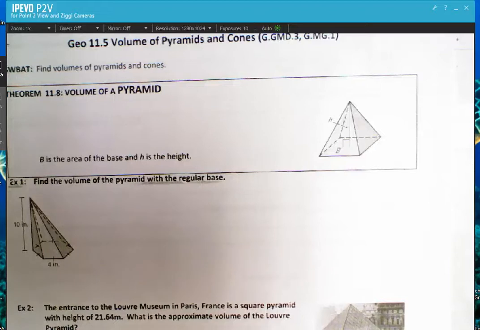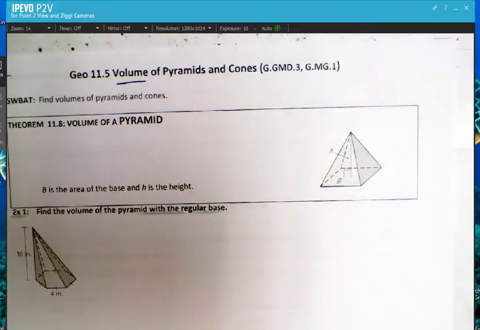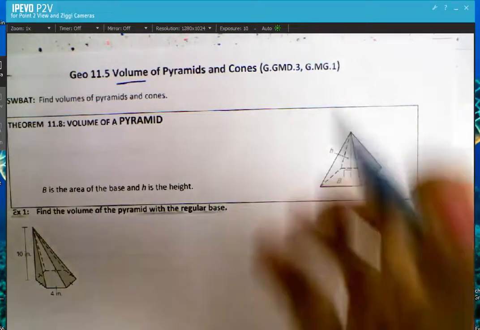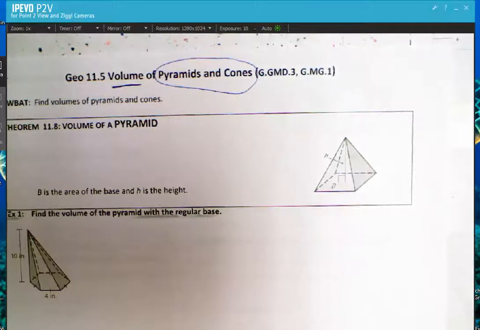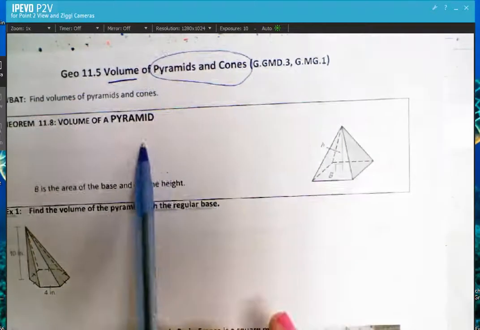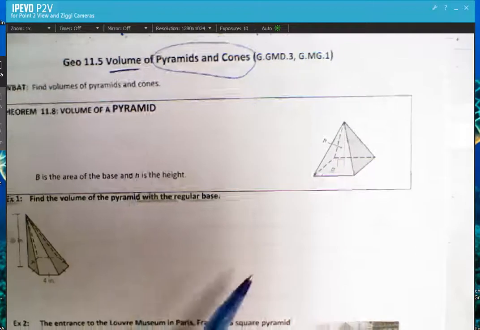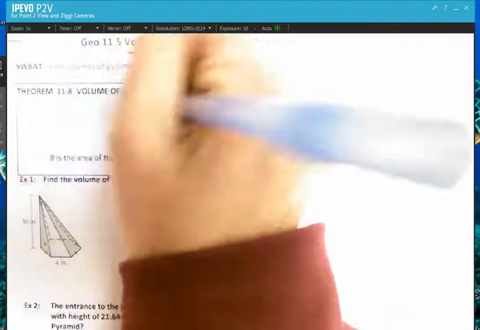Okay, we are going to continue on with volume today. Yesterday we took a look at prisms and cylinders. So today we're going to look at pyramids and cones. Tomorrow in class we'll take a look at a hands-on that will help us develop these formulas. But today we're going to just put them in place, use them, and then we'll see where they come into play tomorrow. So let's start off with pyramid.